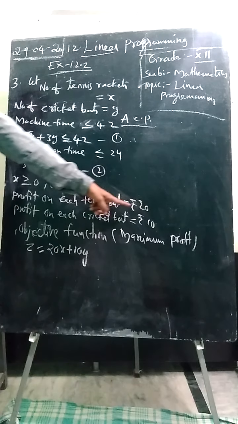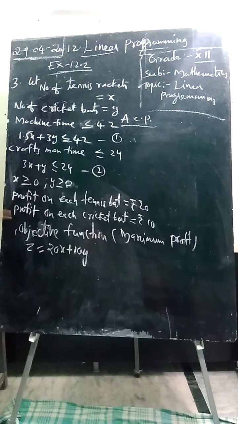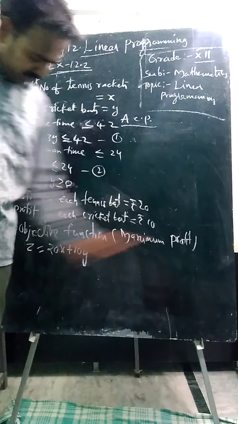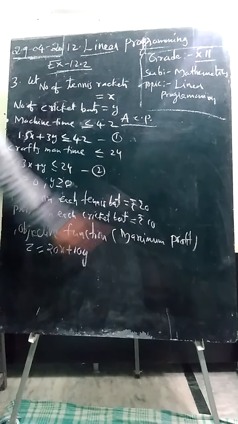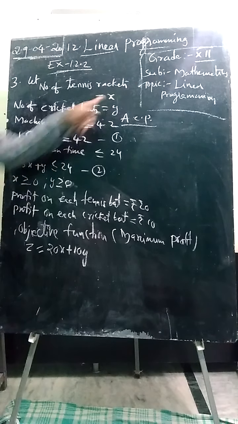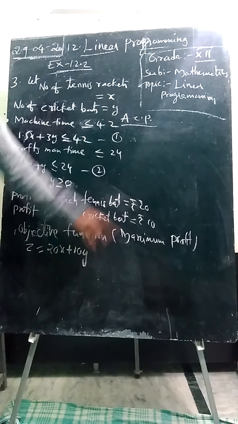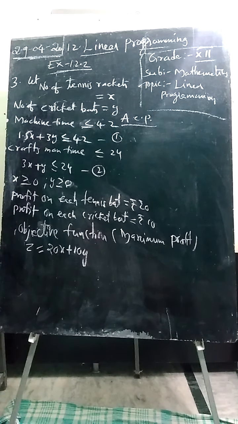Profit on each tennis bat is given as rupees 20. Profit on each cricket bat is given as rupees 10. According to the condition, the objective function is nothing but the maximum profit function. That is equal to 20x, because the number of tennis bats we consider as x, plus 10y, because the number of cricket bats is y. So this is the objective function. Same as the previous problem, we will solve. We will find the coordinates of the solution box, then after we will find the profit value.